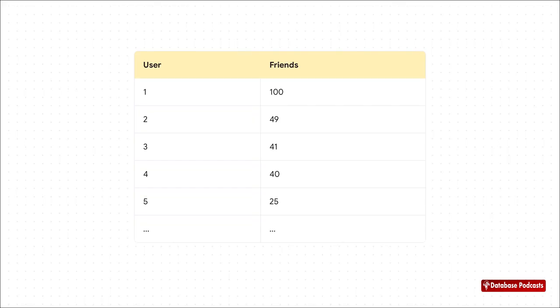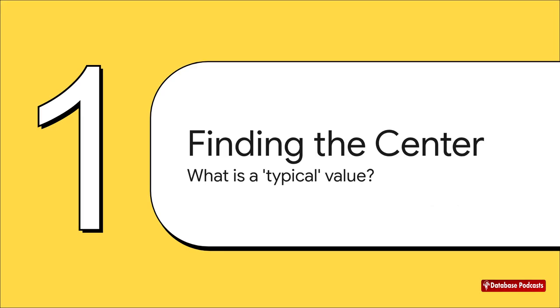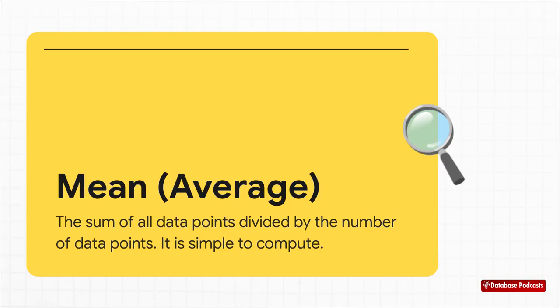Kind of useless. So the very first thing we need to do to make sense of all this is to find the center of the data. So what we're really trying to figure out here is, what does a typical user even look like? And there are a few different ways to tackle this. We're going to start with the one you probably remember from way back in school. And that, of course, is the mean.